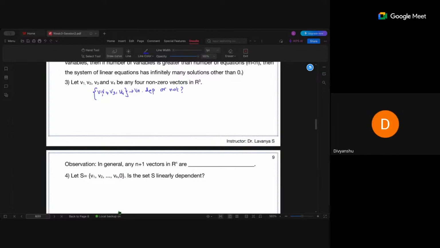Those who have completed 3 can try 4 also.